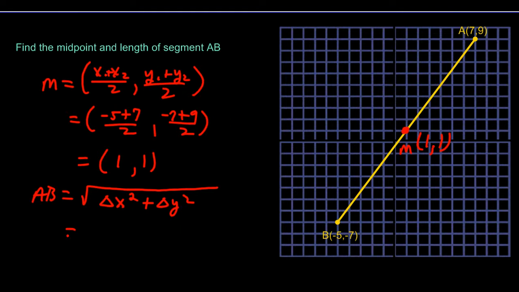So when I start thinking of my change in x, I'm thinking of how far across I'm going. To go from -5 to 7 is to go 12, so that's going to be 12 squared. And my change in y is how much up and down. I'm going from -7 up to +9, so that's going to be 16 squared. And so then I can work that out. It's a little easier than doing the entire distance formula. 12 squared plus 16 squared is going to be 20.